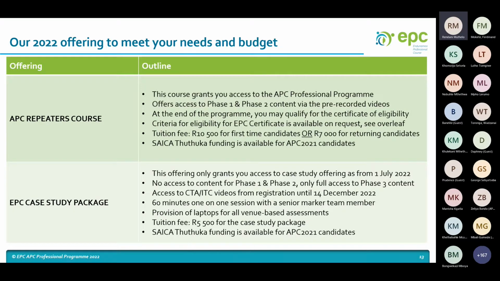Then the third point is, as I've mentioned, at the end of the program, if you meet the eligibility criteria that we've put together, then you will be awarded a certificate, which will be valid for a period of 3 years. So that is what the professional program gives you access to. And just to clarify, if you want to see this eligibility criteria in detail, you can drop an email to the caretaking team and they can share that with you.